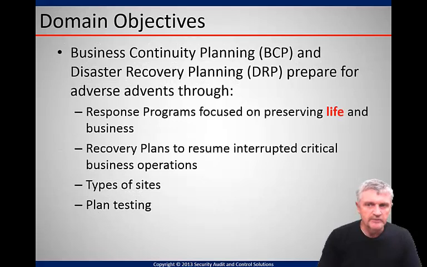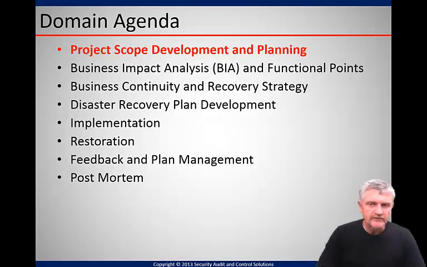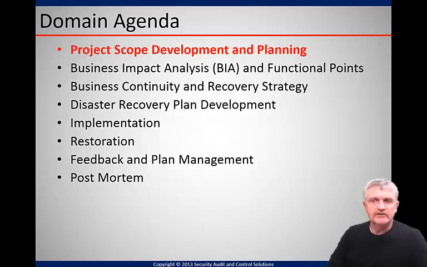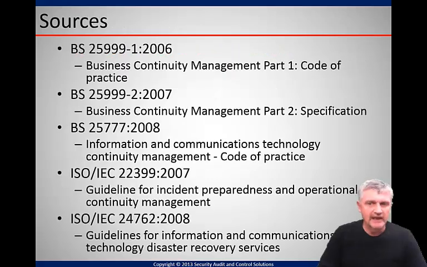Now, when we look at the domain objectives, we need to look at business continuity planning and disaster recovery planning: how to prepare for adverse events through response programs focused on preserving life and business. The primary concern is life before anything else. Recovery plans to resume interrupted critical business operations. We need to look at types of sites, how we're going to test those plans as well. So the first item on the agenda is let's look at the project scope, development, and planning.